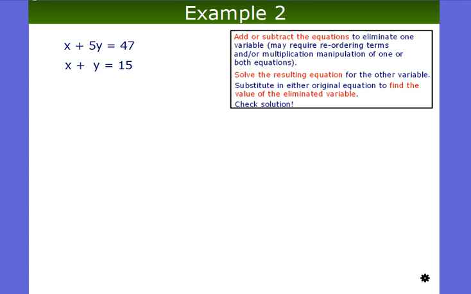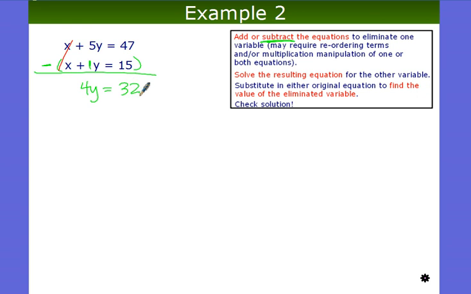So what I'm going to do is subtract here because these coefficients aren't opposite right now. To get rid of these x's, instead of adding them to cancel them, I'm going to subtract them. So we're going to subtract the whole equation. That means subtracting the x's, subtracting the y's, and subtracting the constants. So when we do x minus x, those eliminate, and we have no more x's. Then we do 5y minus y, which gets me 4y, because this has a coefficient of 1. And then we do 47 minus 15, and that gets me 32.